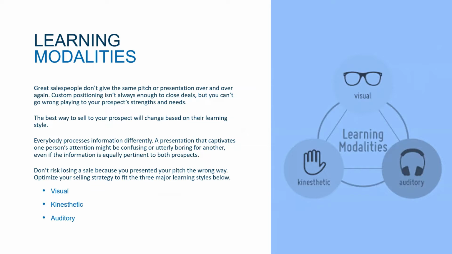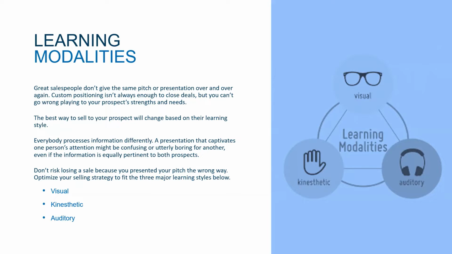Custom positioning, as they refer to it, isn't always enough to close a sale, but you can't go wrong playing to your strengths. So the best way to sell to your prospect is to change your presentation based on their learning style. Everybody processes information differently. You've probably noticed that within your peer groups, your family, your friends, your community. A presentation that captivates one person may be utterly boring or confusing to someone else, and vice versa.